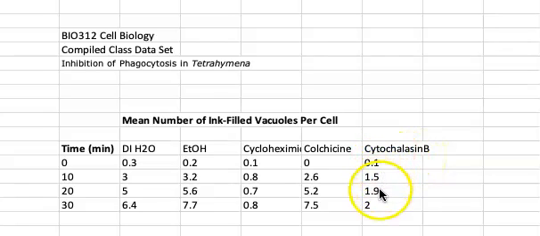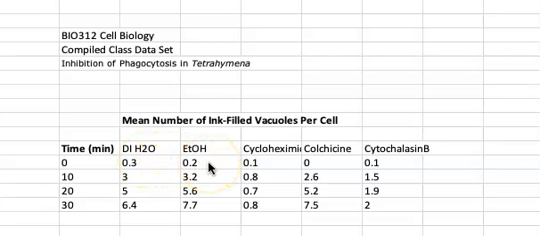So for each one of these cells where there is a number, 3 Tetrahymena cells were evaluated. The ink-filled vacuoles, or the ink-filled phagosomes, were counted up in the 3 different cells, and then a mean, an average, was taken. So for example, the mean number of phagosomes at time 0 in the distilled water control group was 0.3, so less than 1 phagosome per cell.